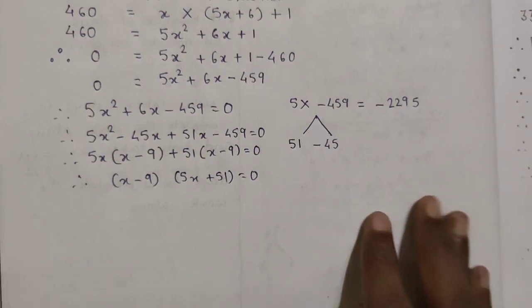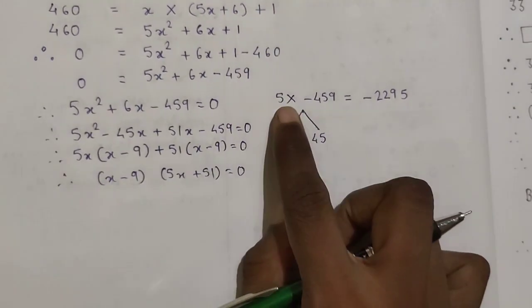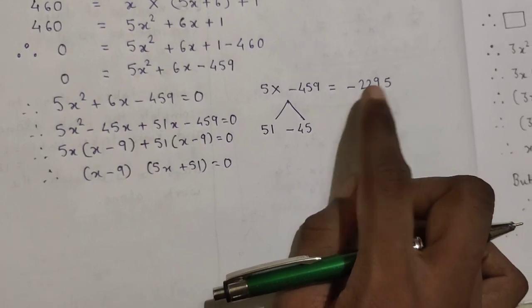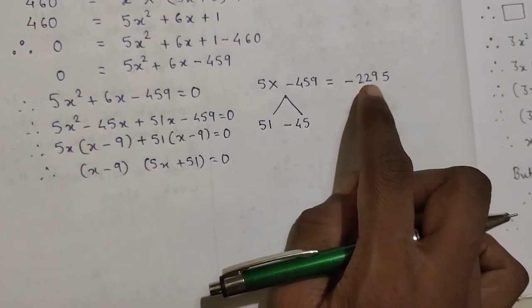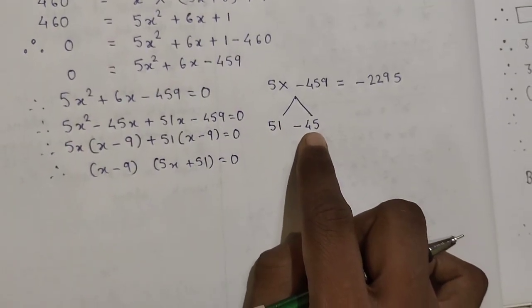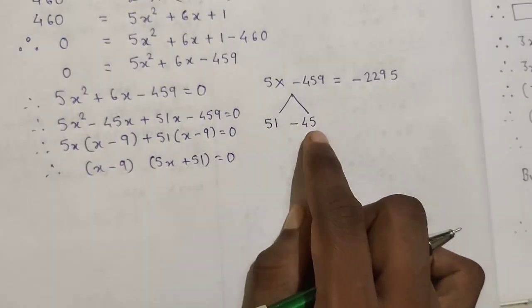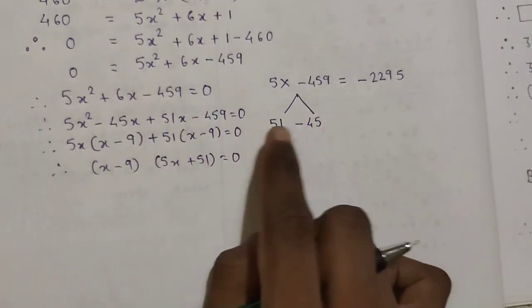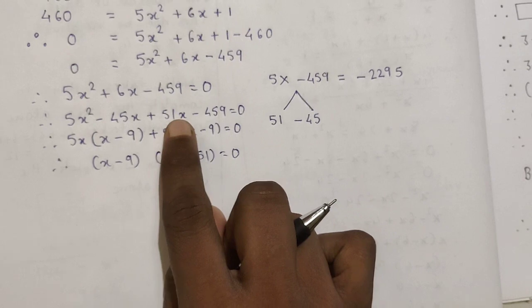Okay, let me solve this for you. See, if you multiply, you are going to get -2295, and if you do the factorization of this and try to make two parts, you are going to get 51 and 45. Okay, why we have taken 51 and 45? Because subtraction gives you 6. So we have written here -45 plus 51.